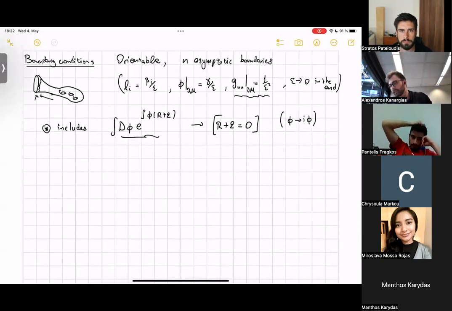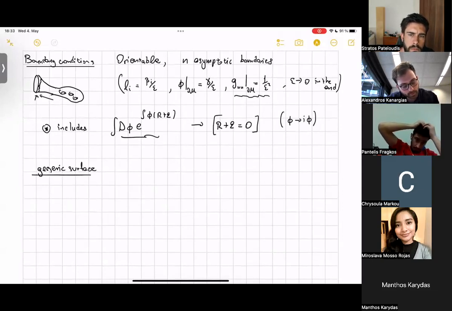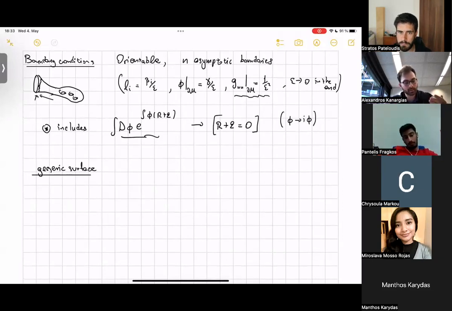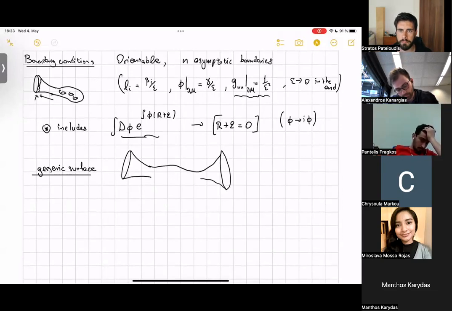Okay, so now how does a generic surface look? We said that we're going to look at surfaces that are orientable and have n boundaries and a certain number of handles. So generically, you might have something like this, where here you have a certain number of holes or handles. So this would be n equals 2, so 2 boundaries, one here, one here.